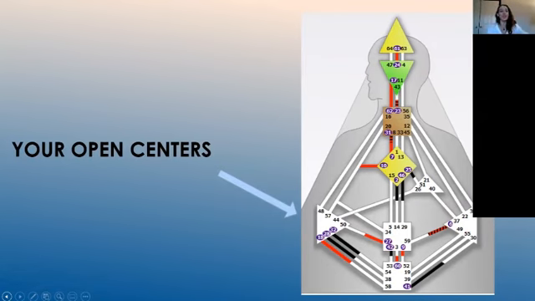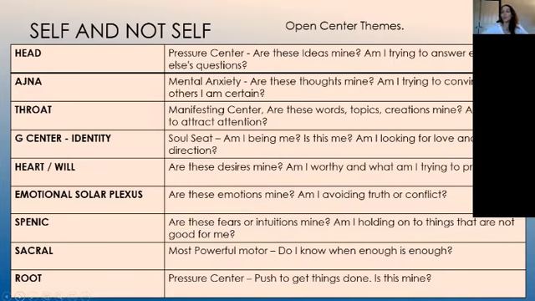If your head center is open, the number one question you need to ask is, are these ideas even mine? If you go out into a group of people, especially a group of friends, and you're talking about new business ideas or a new road trip everybody wants to go on, all of a sudden it's going to be like, oh, that's such a good idea. You'll feel completely enlivened by all of these ideas and inspirations. And your number one job is to stop and go, oh, I have an open head center. Are these ideas even mine? And am I trying to answer everybody else's questions?